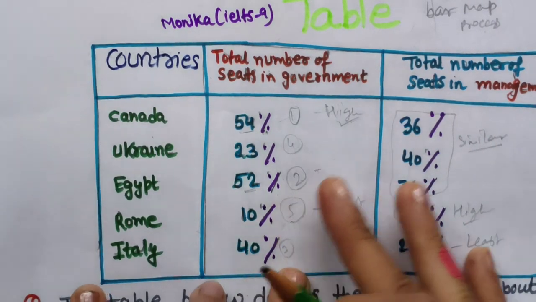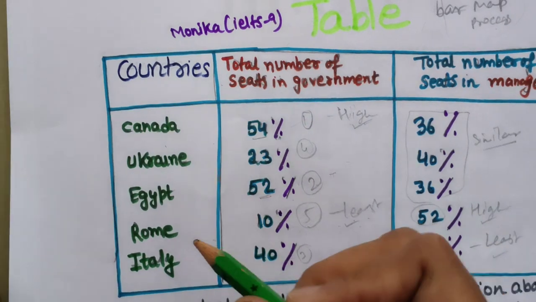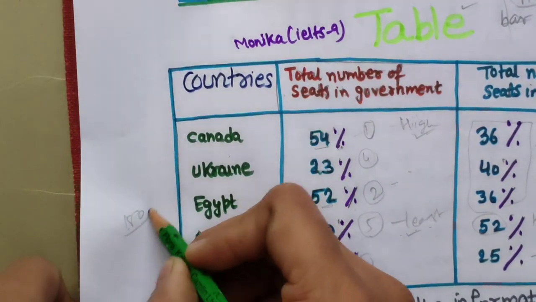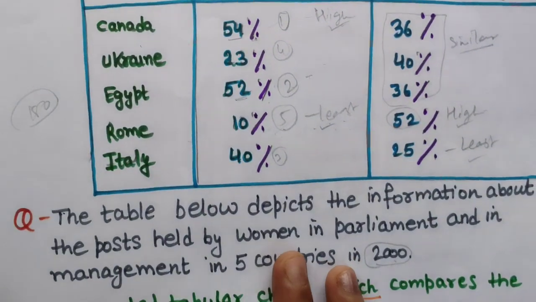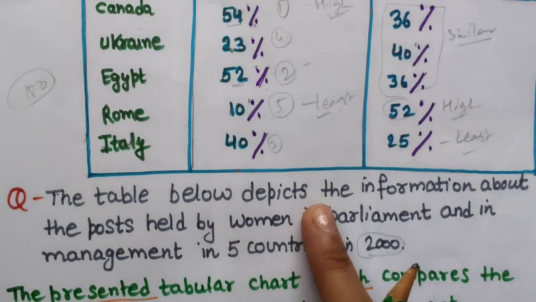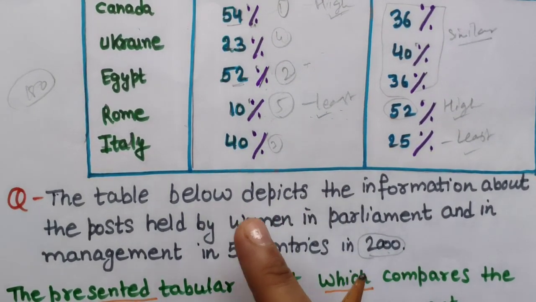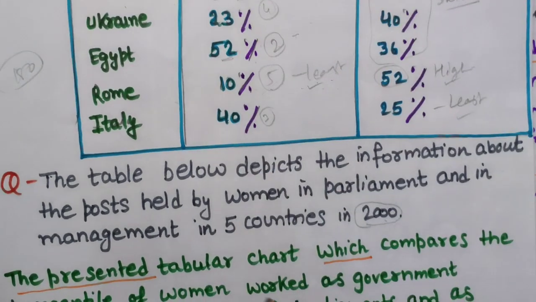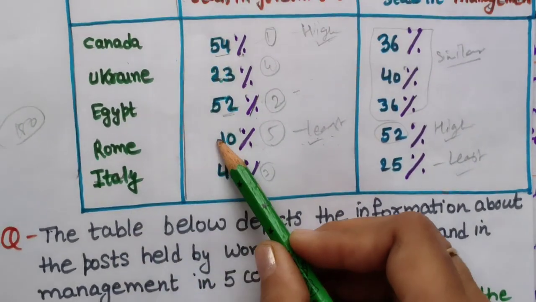Now we have come to the main point here. As you know, we have to write 150 minimum words. Okay, now how to write the introduction. As you know, we have to paraphrase the question statement, as we know in writing task 1. The table below, this is a table.